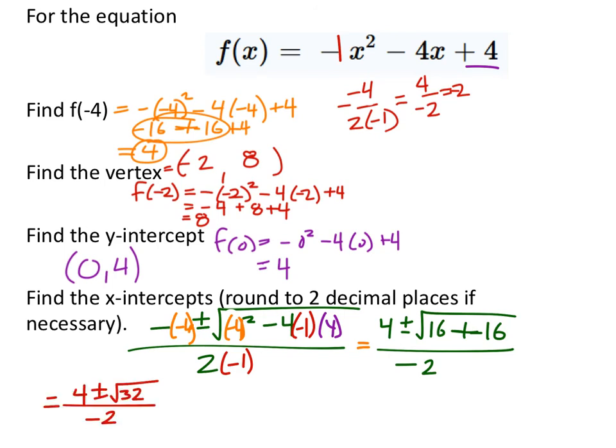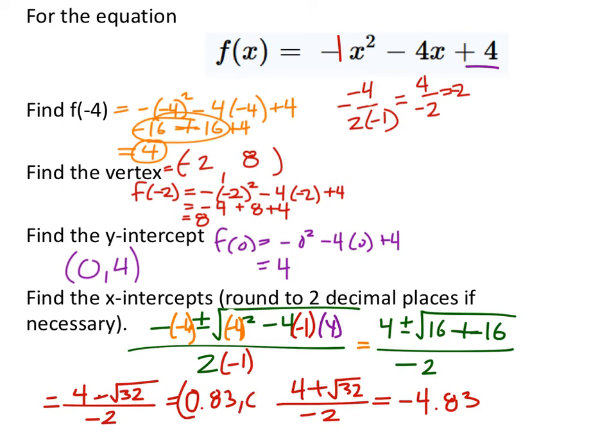Now at this point you could plug this into the calculator because it did say to round this to 2 decimal places. So if you wanted to, we could say that that's just 4 minus the square root of 32 over negative 2. And then the other solution would be 4 plus the square root of 32 over negative 2. So again, we're just rounding these to 2 decimal places. So the actual x-intercepts would be 0.830 because the y value is 0, and negative 4.830 as well.